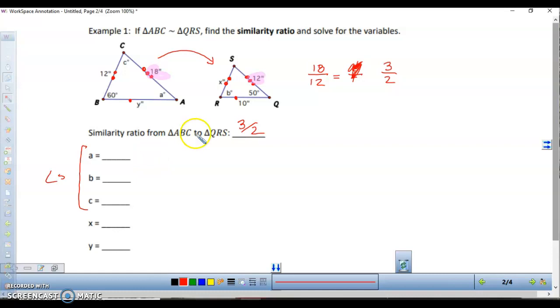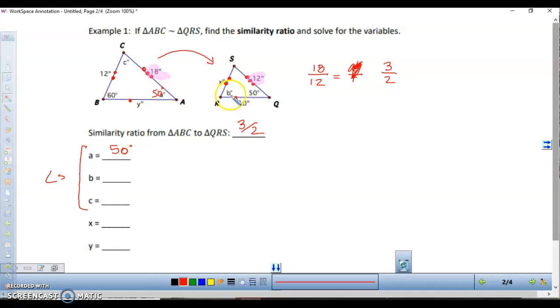All right, I don't need my similarity ratio to solve for angles. I just know that corresponding angles are congruent, so they're going to have the same measures. So if angle Q is 50 degrees and it corresponds with angle A, then this little variable A would be 50. So A is also 50 degrees. All right, I guess I don't need the degree symbol because it's already there. All right, and here we go.